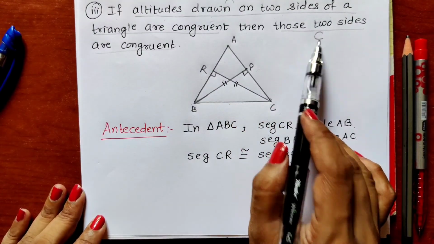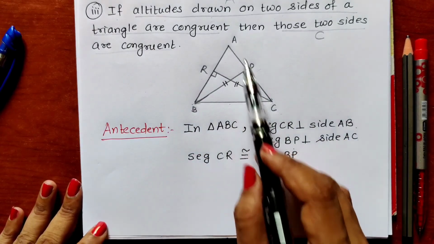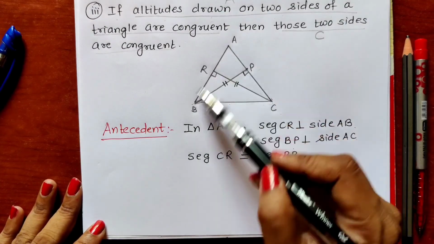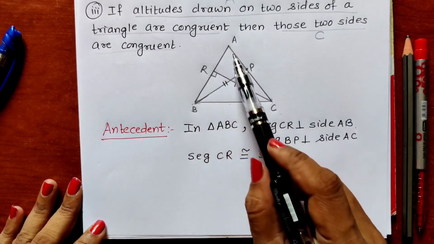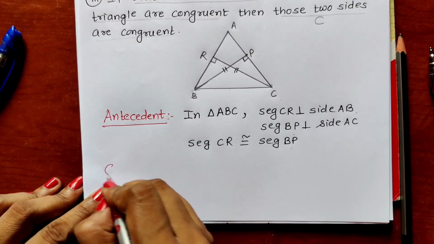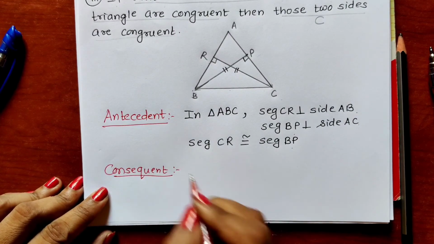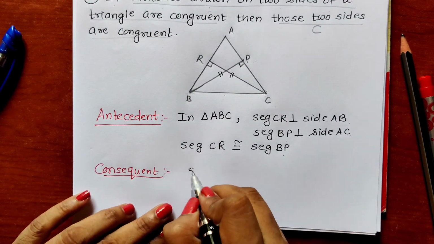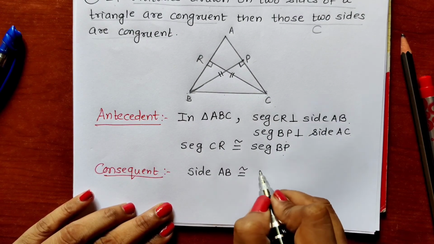Then what is the consequent? What is its result, or what is to be proved? Those two sides are congruent. Which two sides? The sides on which these two altitudes are perpendicular to each other. So which are those two sides? Side AB and side AC. So what is to be proved? We have to prove that side AB is congruent with side AC. So that is our consequent. So consequent is what we have to prove? We have to prove that side AB is congruent with side AC. This is to be proved.